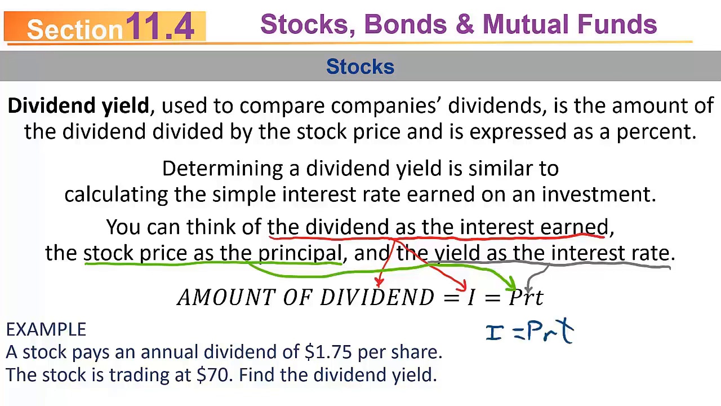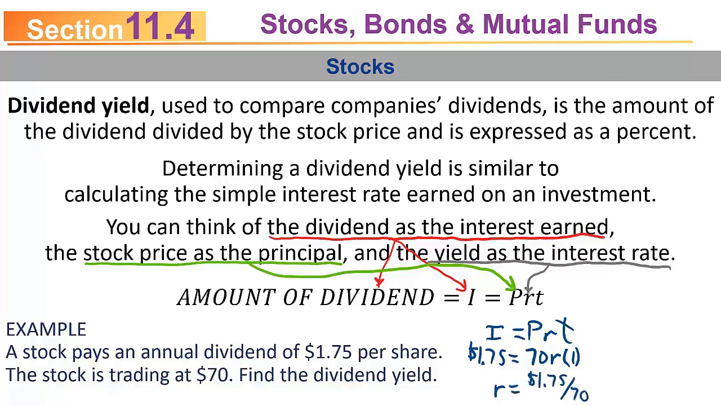And it's simply applying the I=PRT formula. You were told that the annual dividend is $1.75 per share, and we talked about the fact that the amount of dividend can be equated to the amount of interest in the I=PRT formula. So the I becomes $1.75. The principal is the value of the stock. The stock is trading at $70, so the P would be 70. It's an annual dividend, so T would be 1, and we're solving for R.